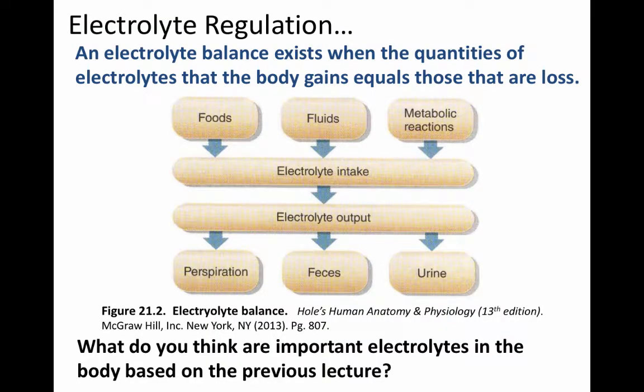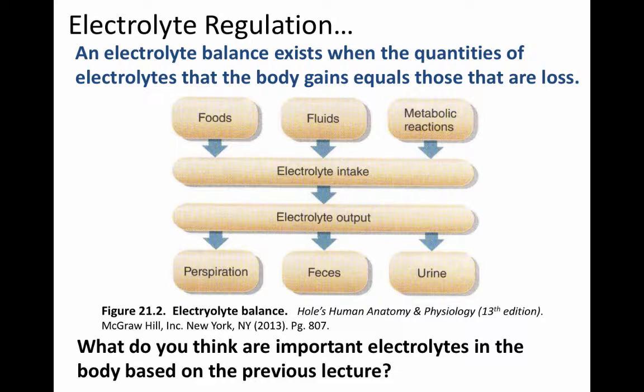So, electrolyte regulation. As the video you just watched said, electrolytes are essentially those things that, when exposed to water, dissociate and become ions, and ions are either positively or negatively charged atoms. An electrolyte balance exists when the quantity of the electrolytes that the body gains equals those that are lost. So how does this input and output equal each other?